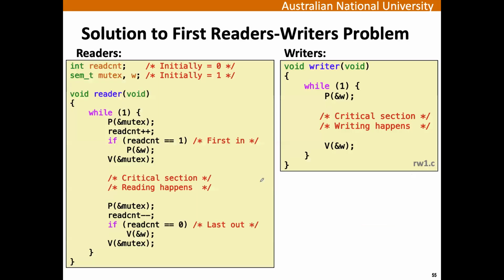So let's see an implementation where we favor the readers over writers. And then you'll do the other one as an exercise. In this one, we are going to see an implementation of the first readers-writers problem. So we have a global variable read count, and we have two semaphores, mutex and w, and they're both initially 1.